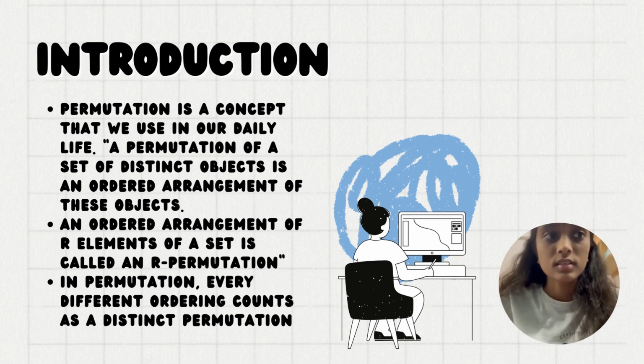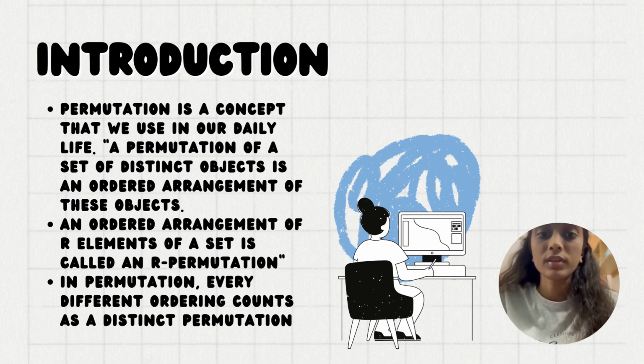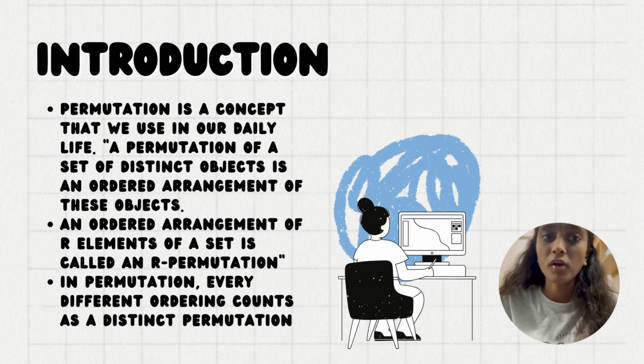So permutation is a concept that we use in our daily life. A permutation of a set of distinct objects is an ordered arrangement of these objects. We are also interested in ordered arrangements of elements of a set. An ordered arrangement of r elements of a set is called an r-permutation.